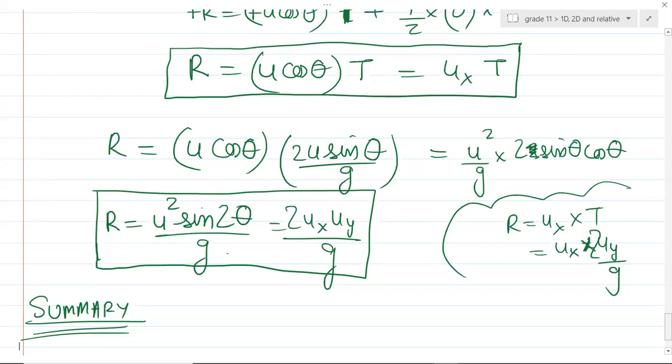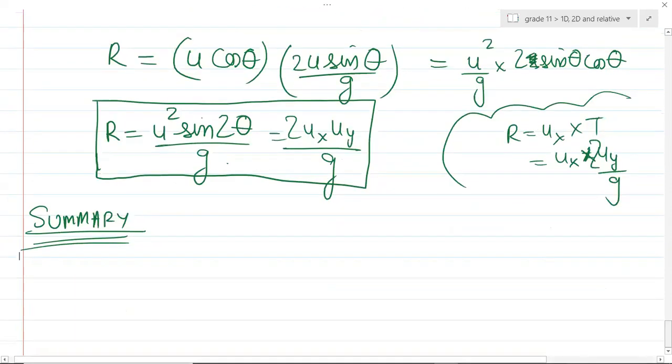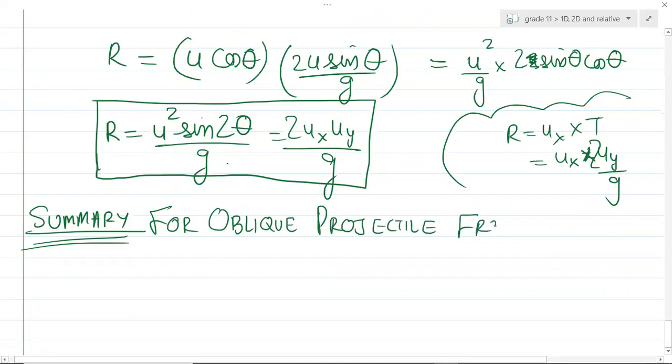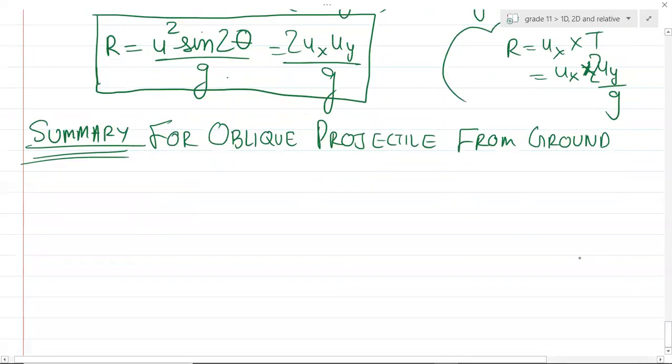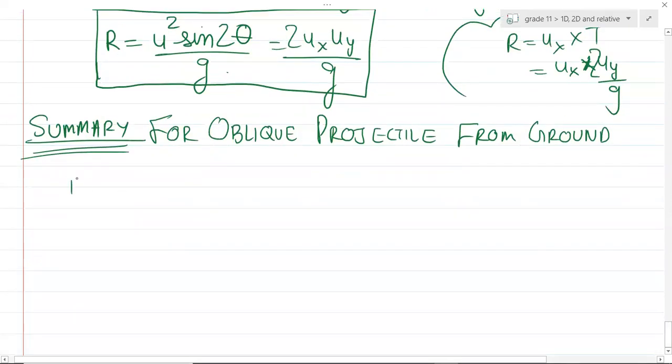And let's write a summary of whatever formulas we made for the oblique projectile. This will be your reference for formula questions. Summary for oblique projectile from ground. Now, the first formula is x equals u cos theta multiplied by t. X as a function of time, and y.